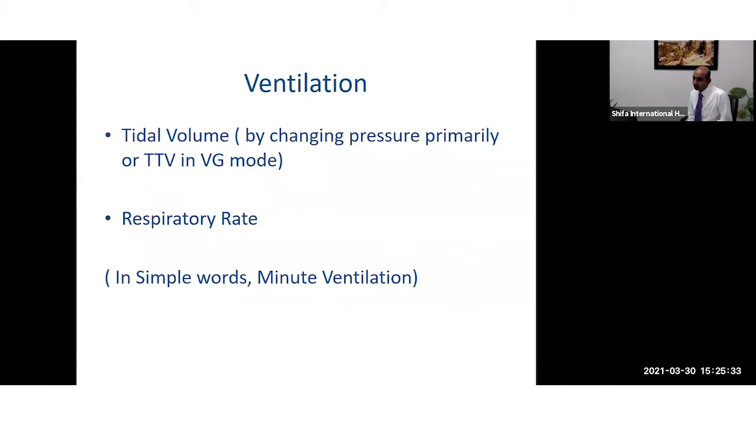If the CO2 is high, we can either increase the respiratory rate if we can, or we can increase the tidal volume. And to increase the tidal volume, if we are using pressure control ventilation, we can increase the tidal volume by increasing the peak inspiratory pressure. And if we're using the volume guarantee ventilation or volume control ventilation, then we can increase the target tidal volume. So by increasing one of these two parameters, tidal volume and respiratory rate, we will increase the minute ventilation, and that will improve the CO2 clearance.